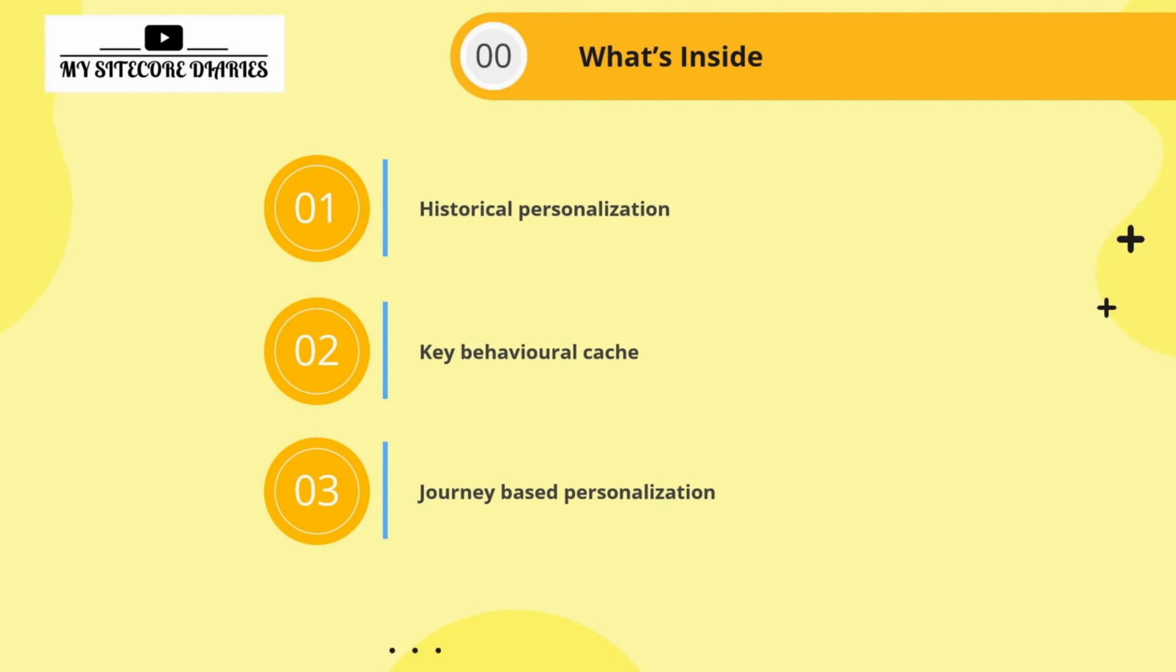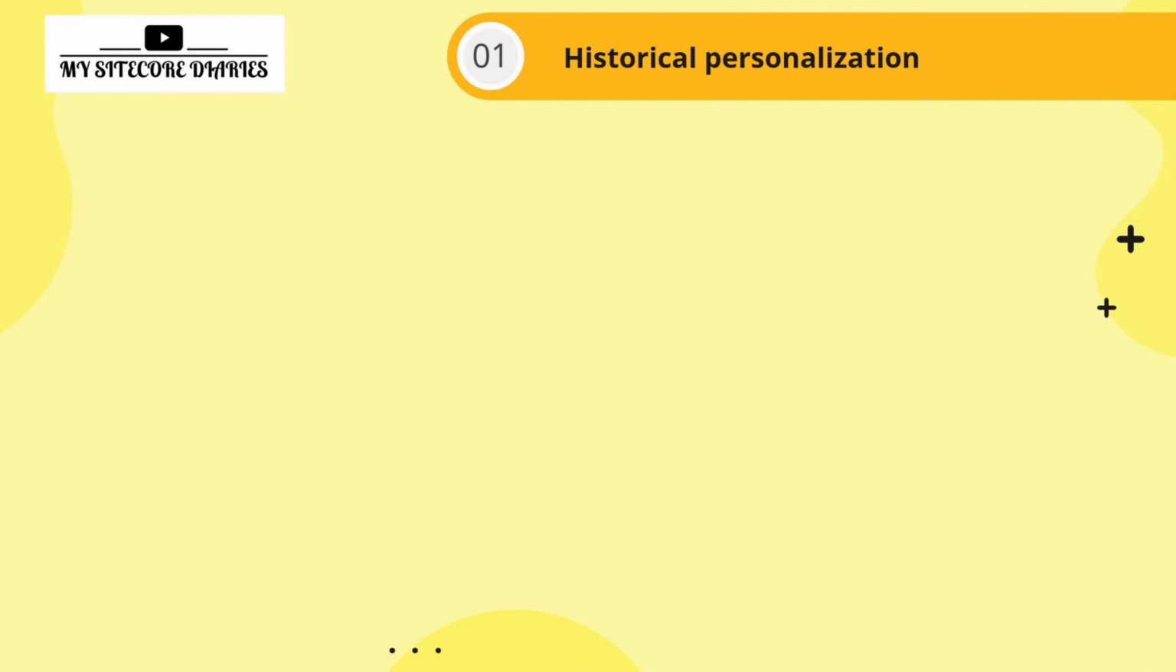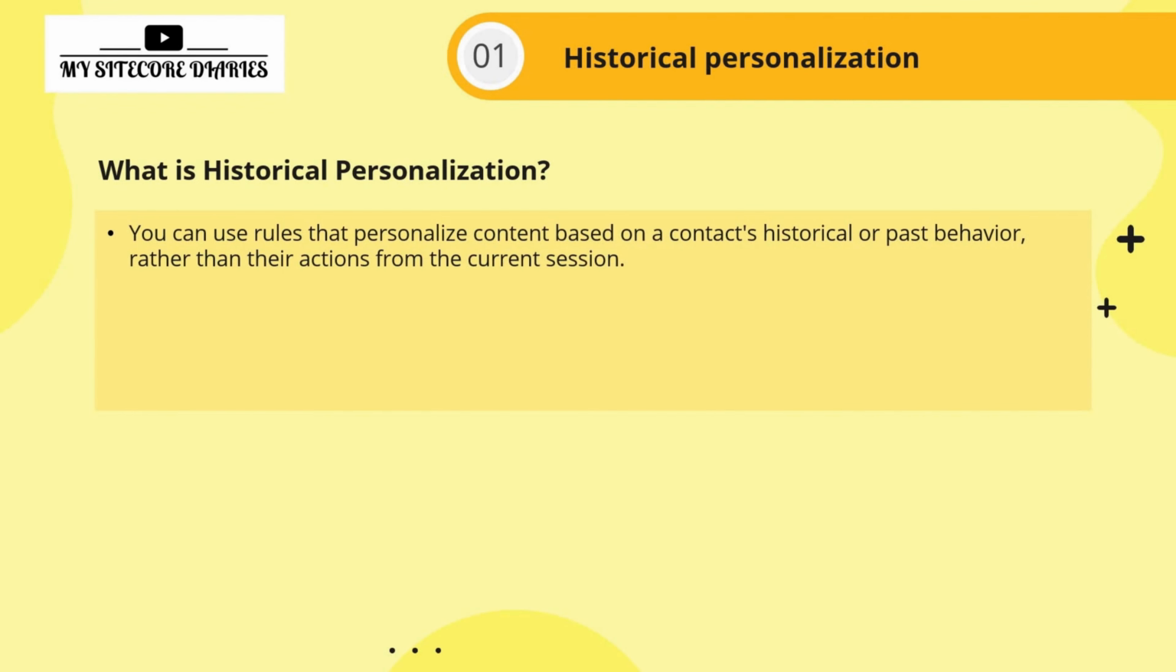So let's start today's topic. So let's see historical personalization. What is historical personalization? You can use rules that personalize the content based on a contact's historical or past behavior rather than their actions from the current session. So you can personalize your content depending on the activities done by your contacts in previous sessions or past behavior. Depending on that, you change the content of the website for your user in the current session. That is called historical personalization.